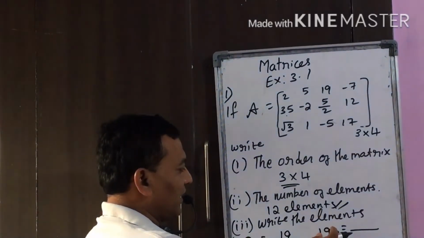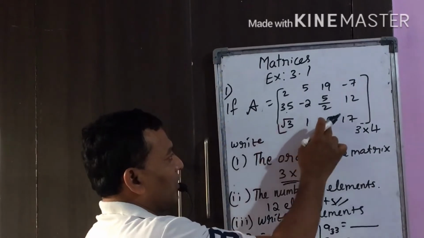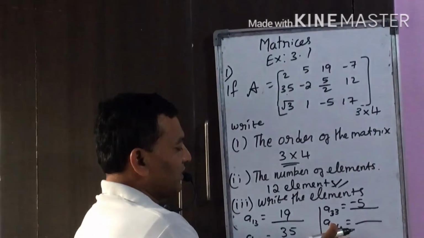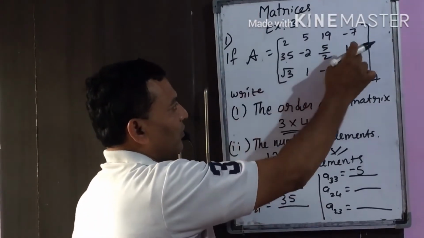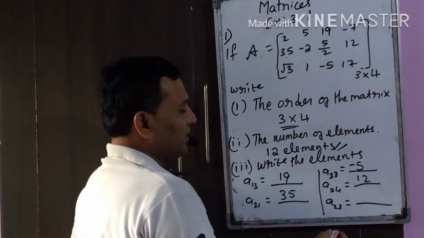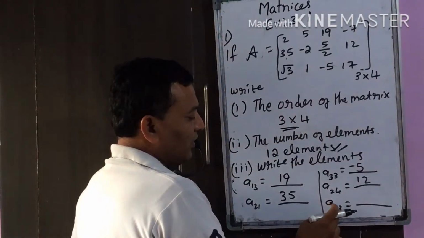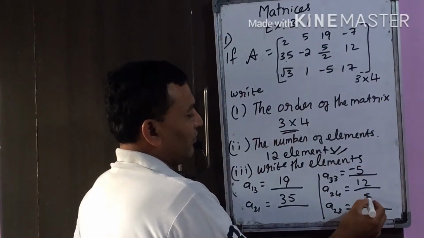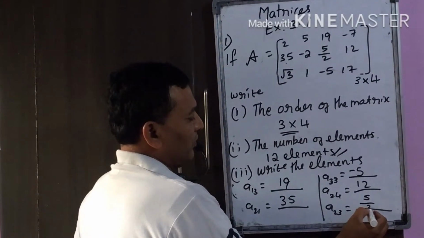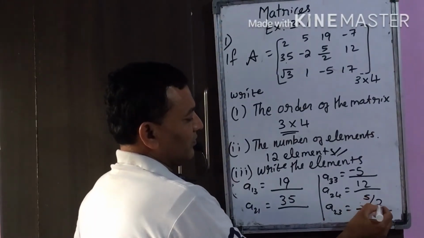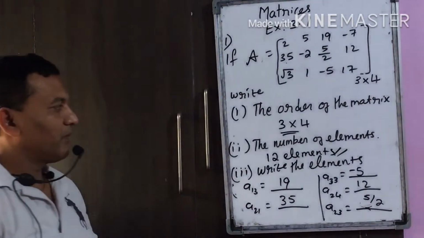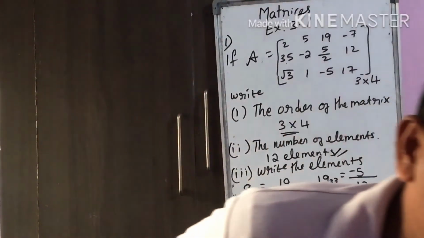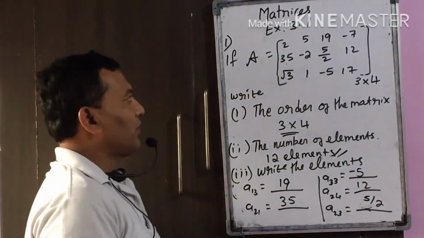Next, A33, that is third row, third column. Next, A24, that is second row, fourth column. That is 12. It's just like graph coordinates. A23, second row, third column. That is 5 by 2. This is the answer for the first question. I hope you have understood this one. Now we will go to the next question.